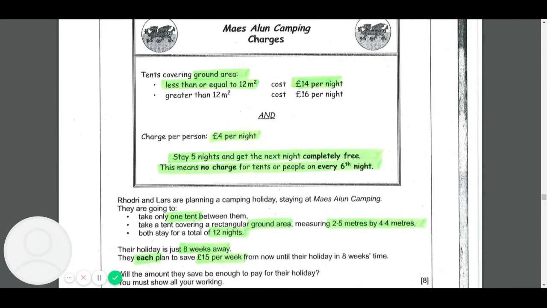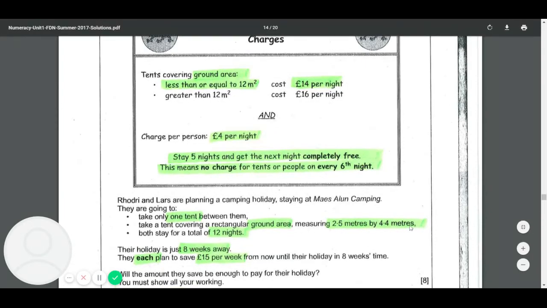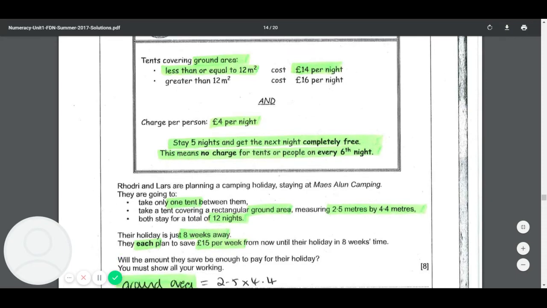So let's look at this little by little. We're going to have to multiply the 2.5 by the 4.4 to figure out is their tent bigger or smaller than 12 and which charge it is. We know the charge. They're staying 12 nights. Because every 6th night is free, they're only going to be paying for 10 nights. Okay? So let's have a look.